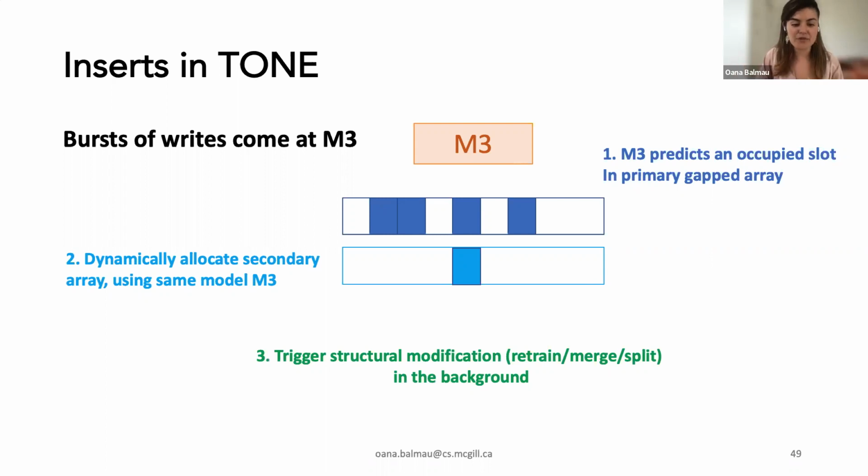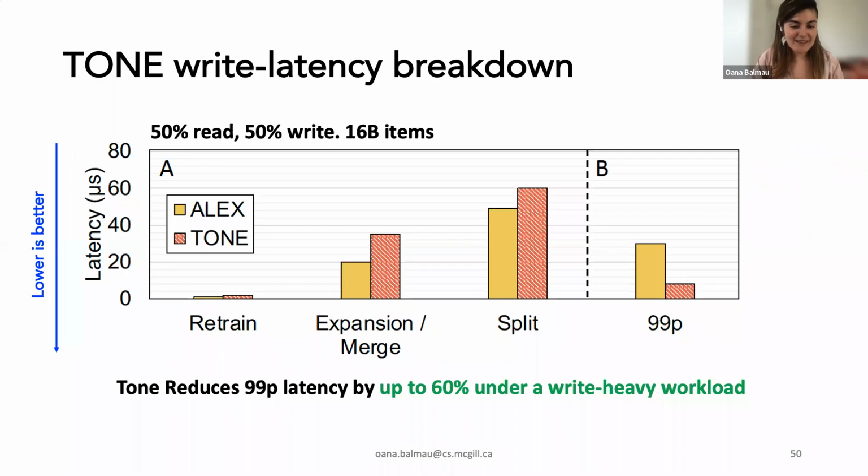So we might need to do a structural modification. The tree will decide if it will be a retrain, a merge, or a split. So we let the Tone algorithm decide what to do, but we just trigger it in a separate thread in the background. So this very simple systems trick leads to pretty important improvements in tail latency.